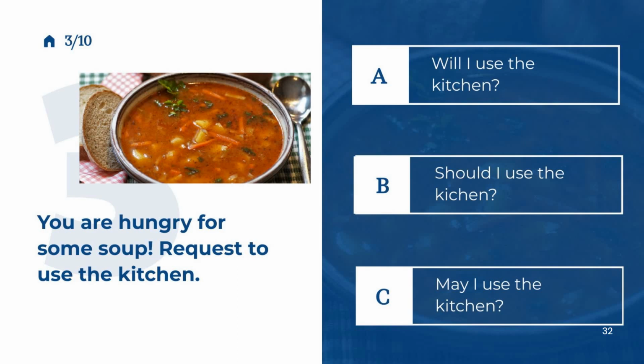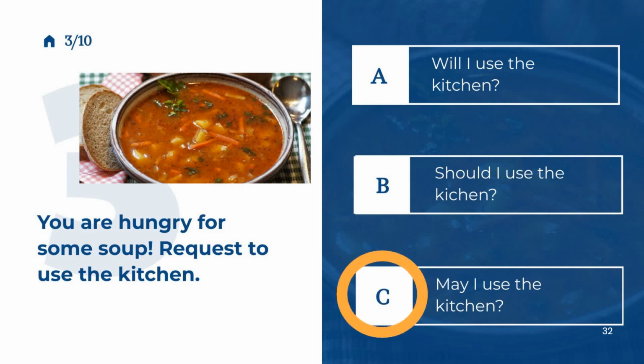Number 3. You are hungry for some soup. Request to use the kitchen. A, will I use the kitchen? B, should I use the kitchen? C, may I use the kitchen? The correct answer is C.